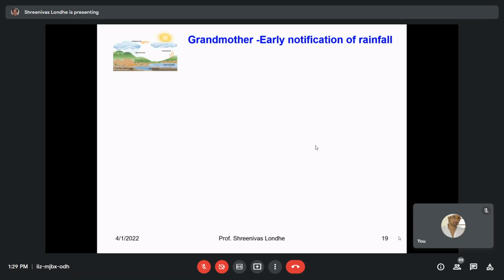Our grandmother or senior persons in our family are always able to tell us the perfect situation of a rainfall, an early notification of a rainfall. Our grandmother just observes the cloud situations from the balcony or from the terrace, and she immediately gives the comment that today it will rain, today there will be heavy rain.